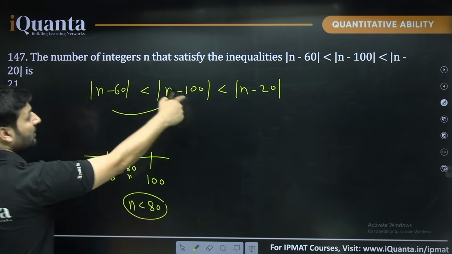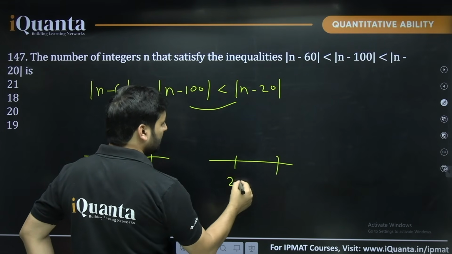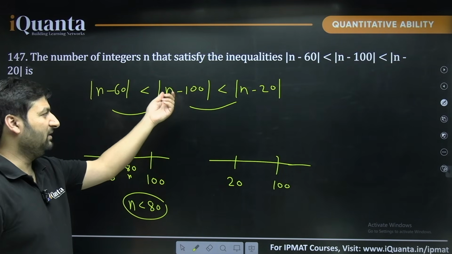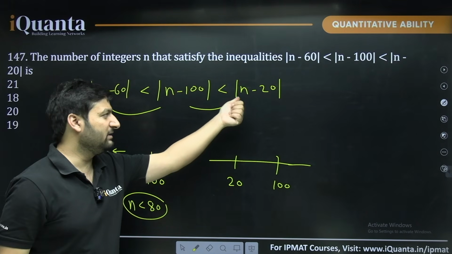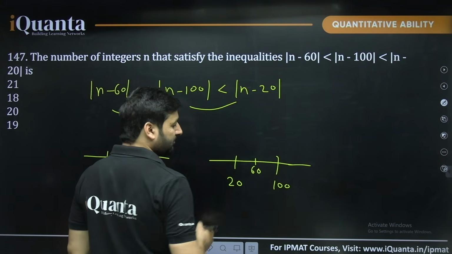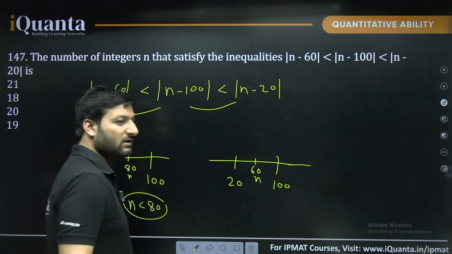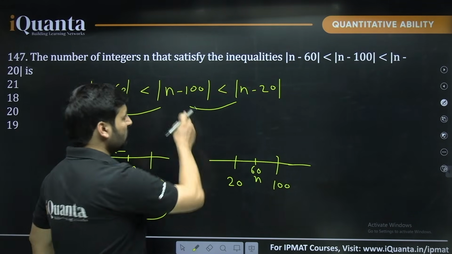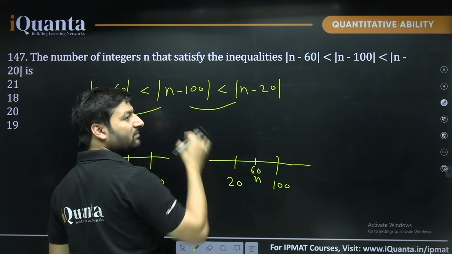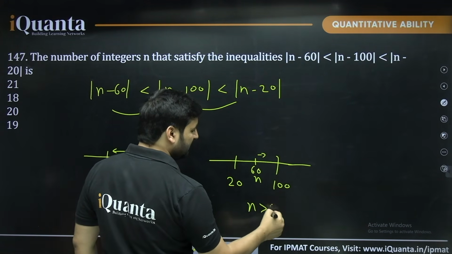While if you compare these two parts, then my two critical points are 20 and 100, right? I want n to be closer to 100 than n is closer to 20. Exactly between 20 and 100 we have 60. That means if n is 60, it is 40 distance from 20, 40 distance from 100. I want my n to be closer towards 100 because the distance from 20 is greater than the distance from 100. So, n should lie above 60, isn't it? So, n should be greater than 60.